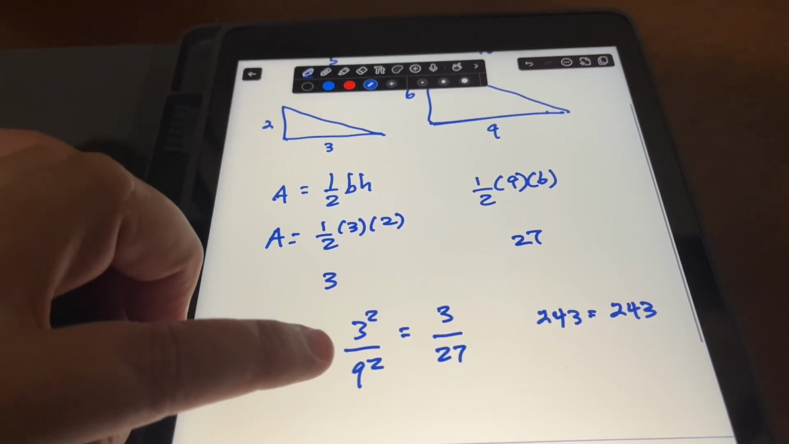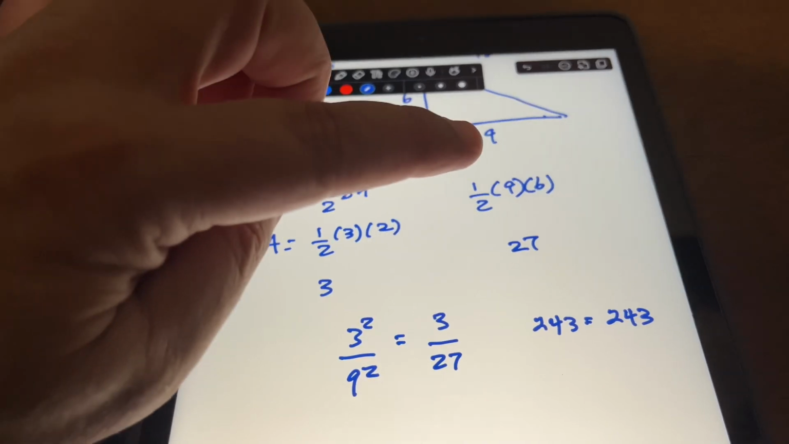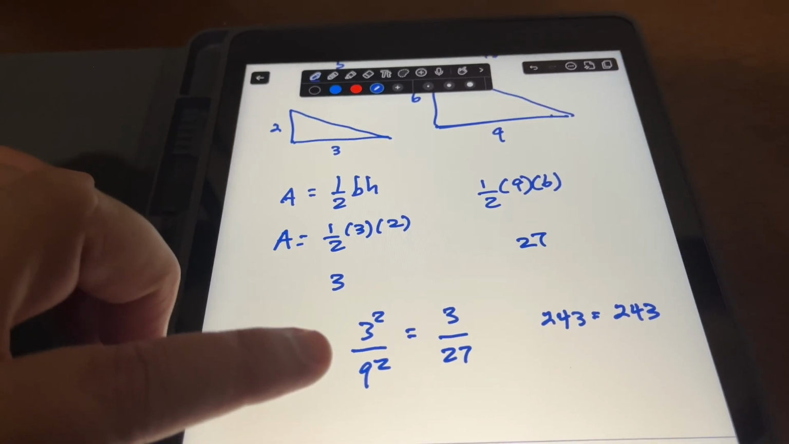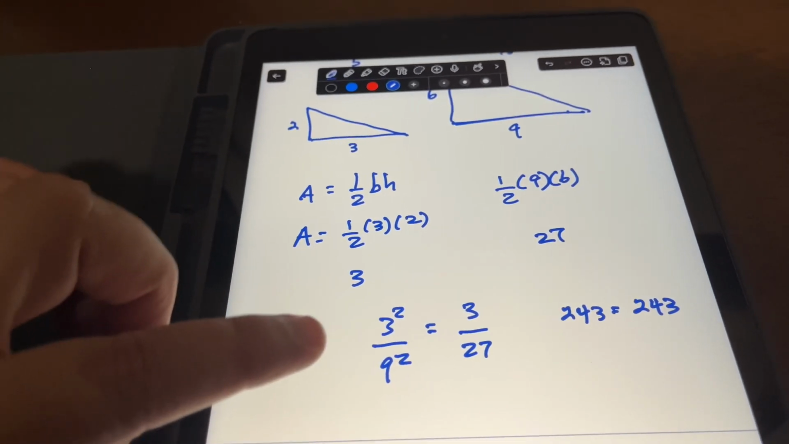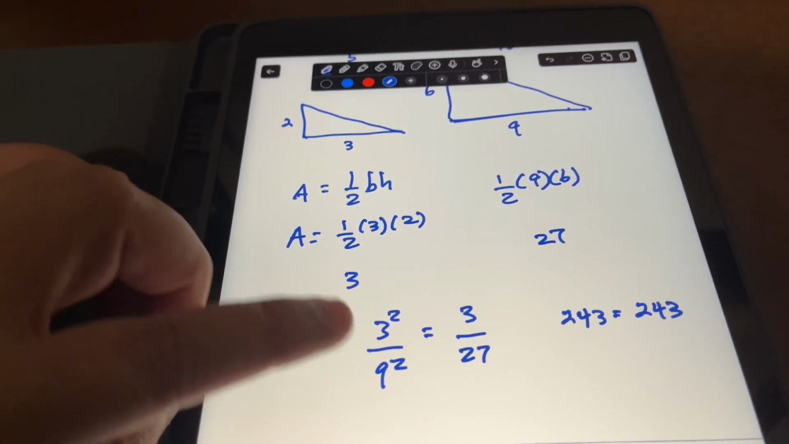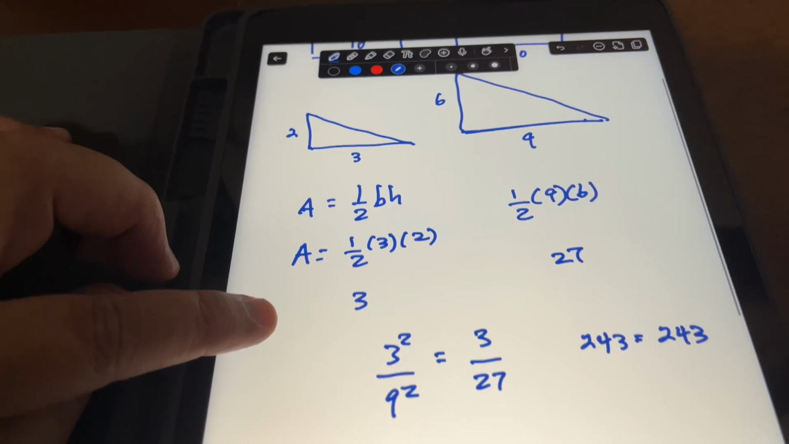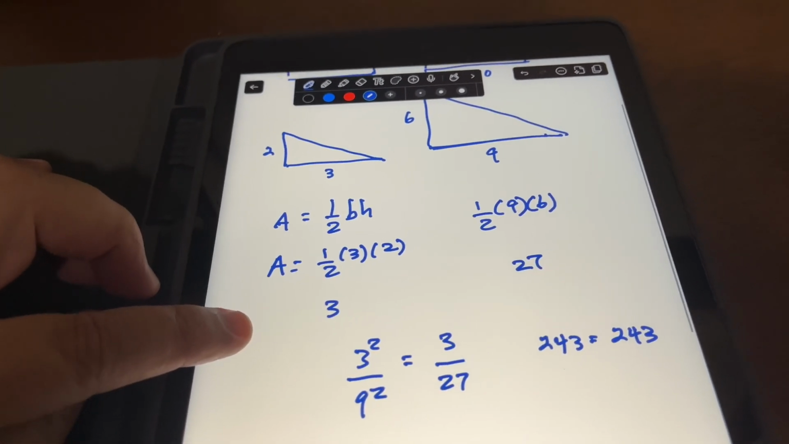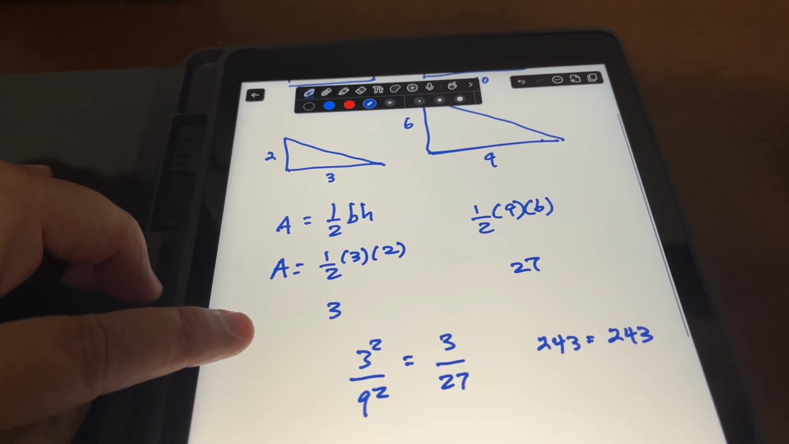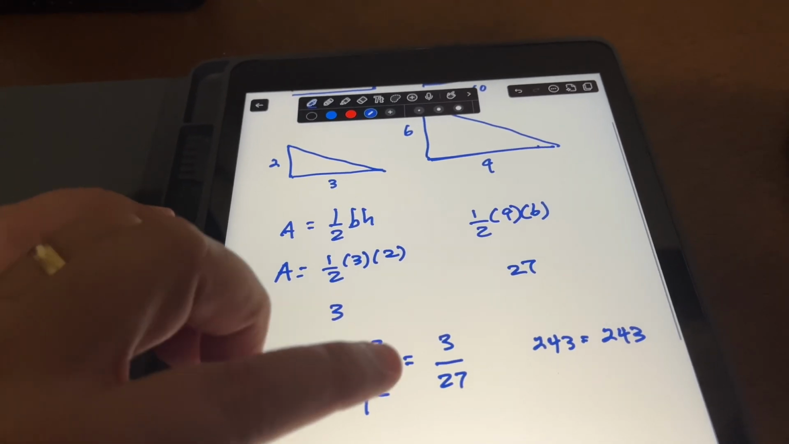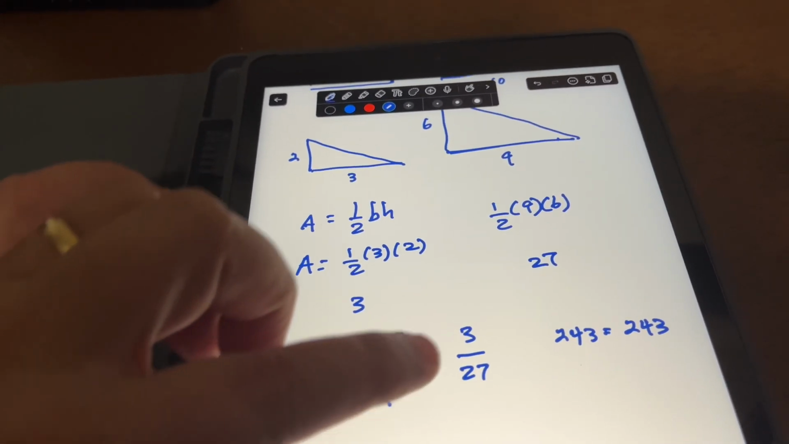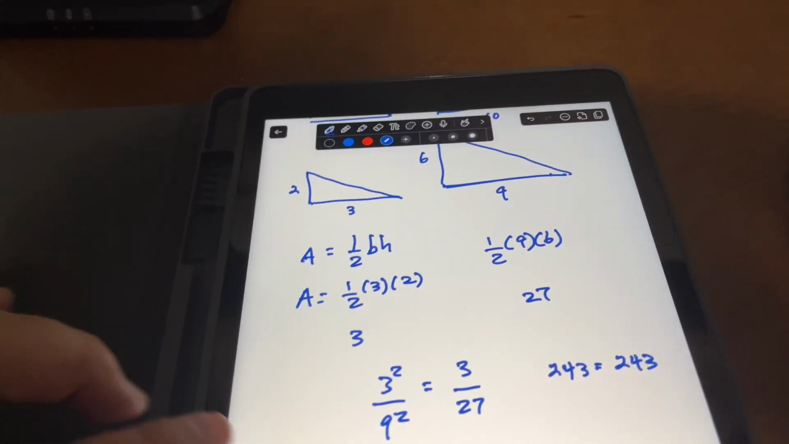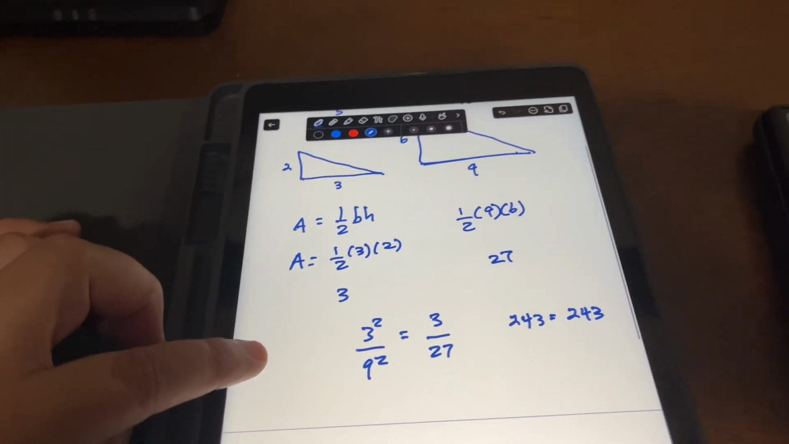I'm doing that right here. So 3 squared compares to 9 squared in the same way that 3 compares with 27. So I'm comparing one measurement, the base, squared, compared to each other, is going to be equal to the measures of their different areas. So 3 squared times 27 is 243. 9 squared times 3 is 243. So notice those are proportional, and that works out.